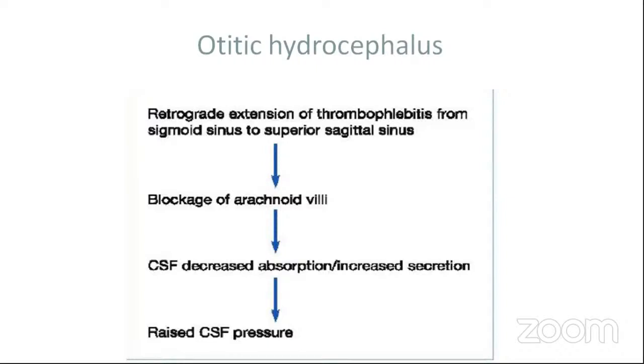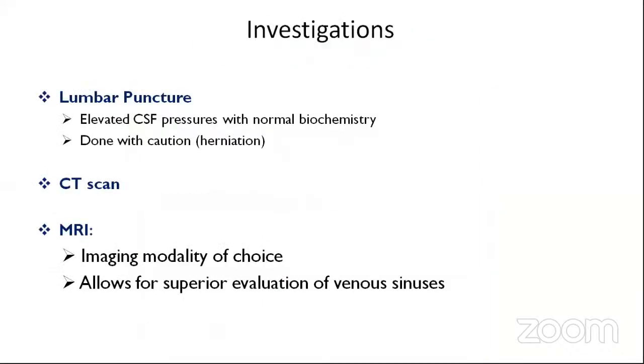Blockade of arachnoid villi can occur. CSF decreased absorption or increased secretion can happen. And there will be raised CSF pressure. But otherwise the CSF will be normal. So lumbar puncture will show elevated CSF pressure with normal biochemistry. It is done with caution because of suspected raised pressure. You should be very careful about herniation. CT scan can be taken.